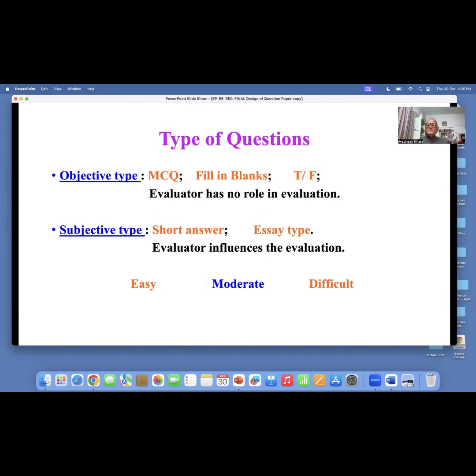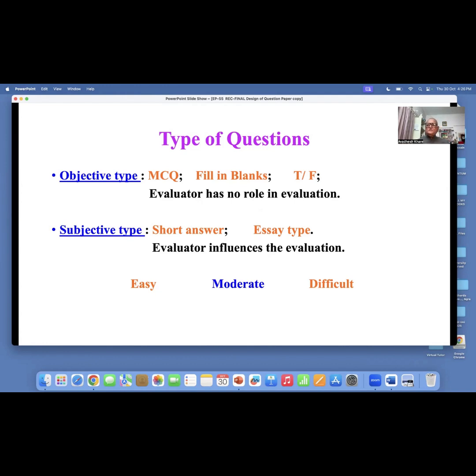The second is subjective type, which consists of short answer questions and essay type questions. Here the evaluator influences the evaluation, perceives the response of the student and gives the marks. The questions can be categorized into three categories: easy, moderate, and difficult.